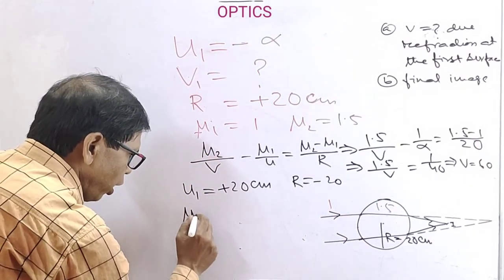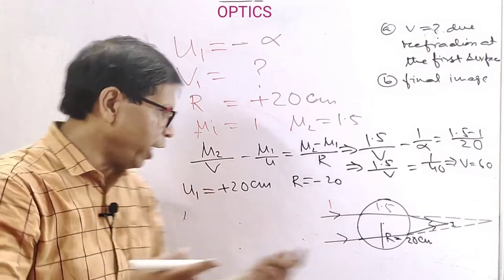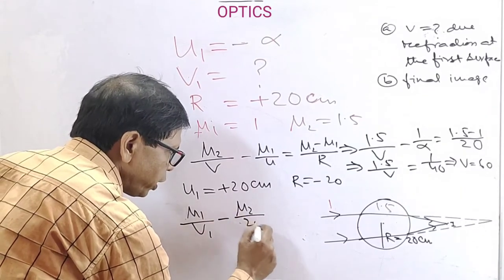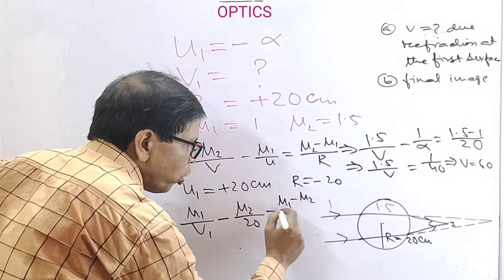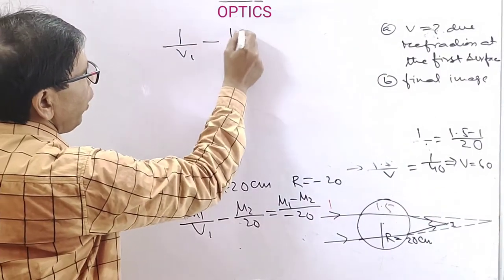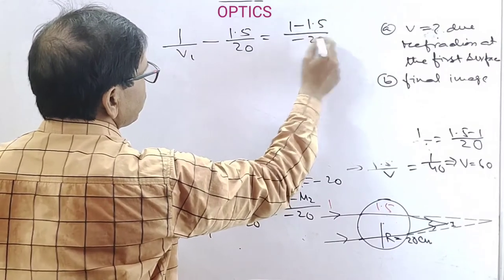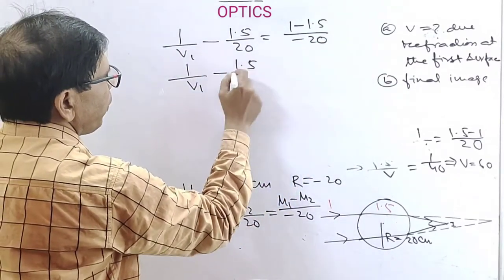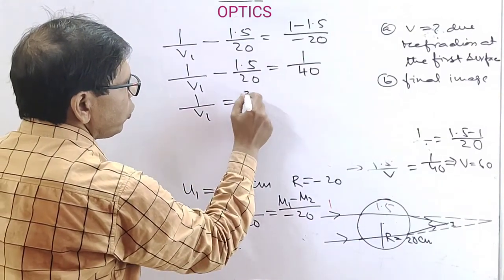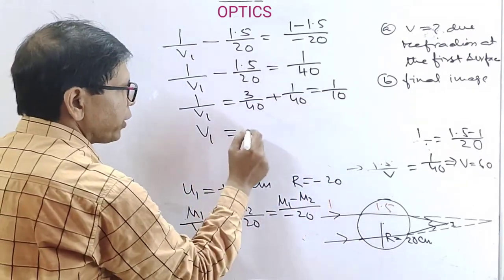Now, as the ray moves from the denser medium to the rarer medium, μ1/v1 − μ2/20 = (μ1 − μ2)/(−20). So 1/v1 − 1.5/20 = (1 − 1.5)/(−20), which gives 1/v1 − 1.5/20 = 1/40. So 1/v1 = 3/40 + 1/40 = 1/10. Therefore, v1 = 10.